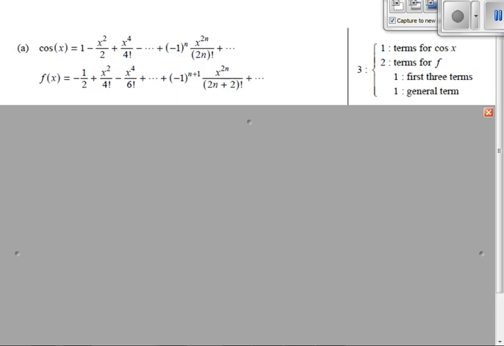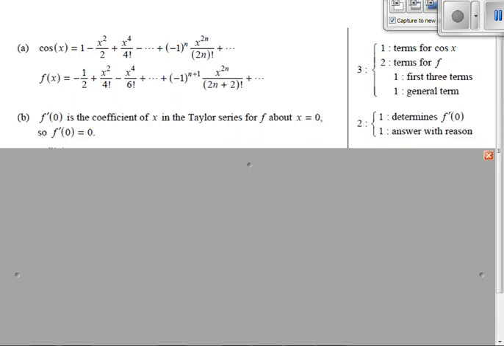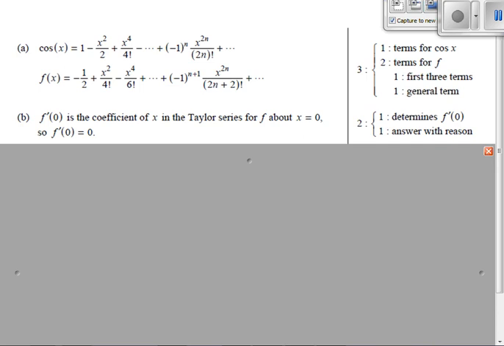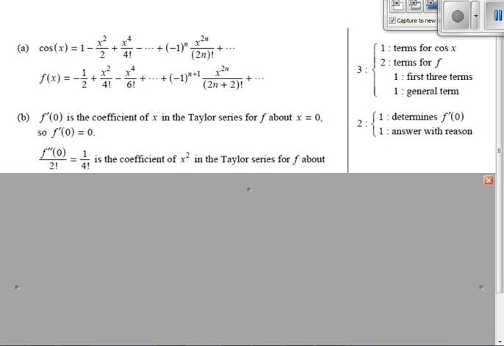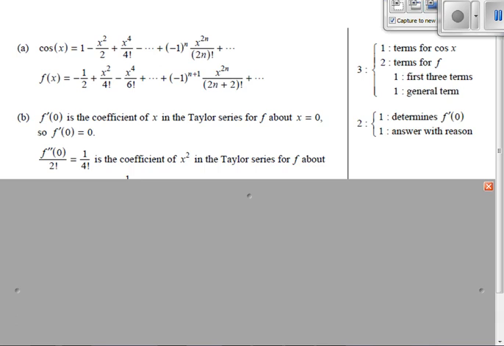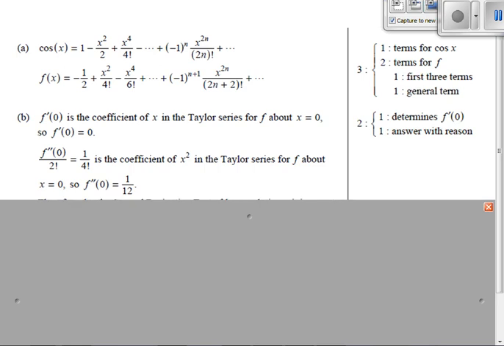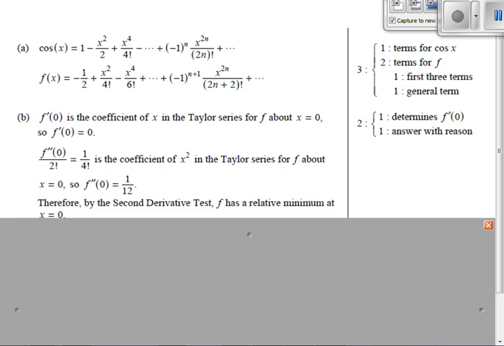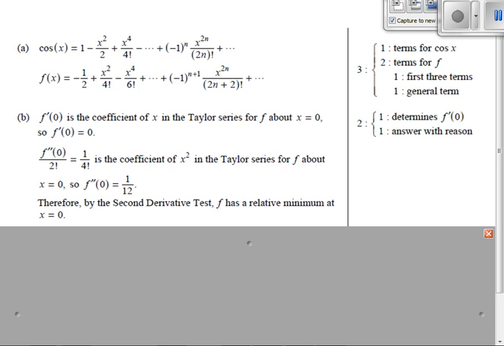Well, I want to see how many points we got. 2 points. f prime of 0 is the coefficient of x, so that's 0. And then the second derivative, they write this, and really all they do is say it's positive because it's not negative. Actually, they simplified it, but it's 1/12. It's positive, so we have a relative minimum at x equals 0. Doesn't seem like a lot of points for all that work, does it? So you get 1 point for this, and then 1 point for the fact that this is greater than 0 and your reason. So we're at 5 points.